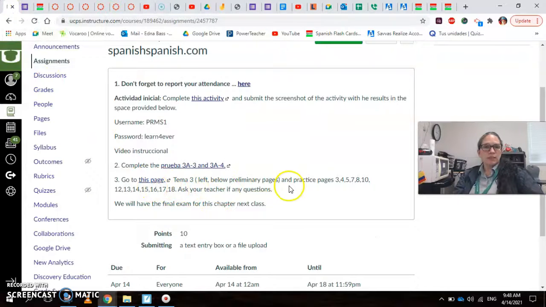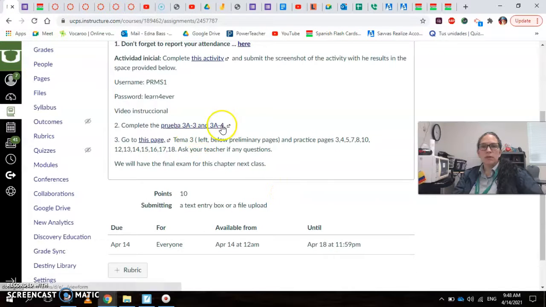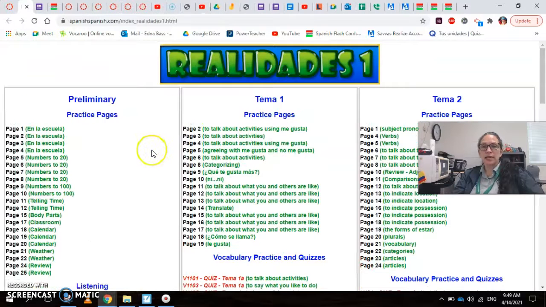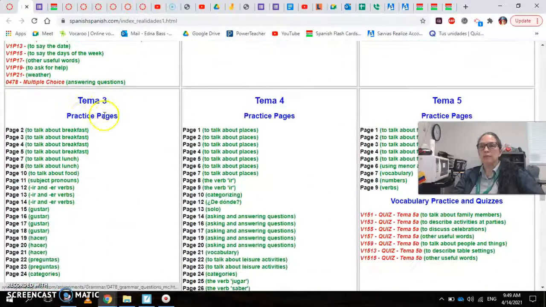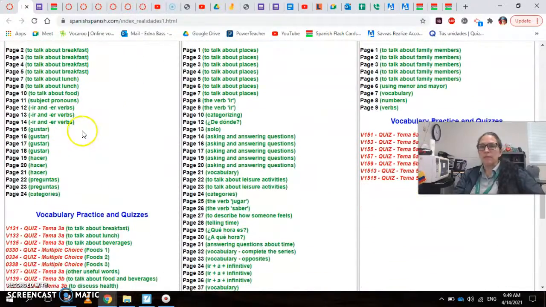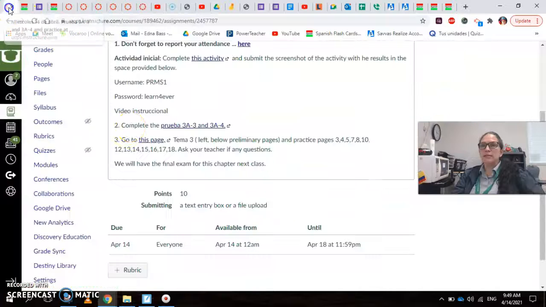Then when you finish, like if you finish your class, you have some practice. And yes, it's a lot of practice, but you don't have to do it all. It's just practice because remember we have our final exam next class. So you go here, you go to this tema 3, and it tells you what pages to do. So 3, 4, 5, 7, 8, 10.